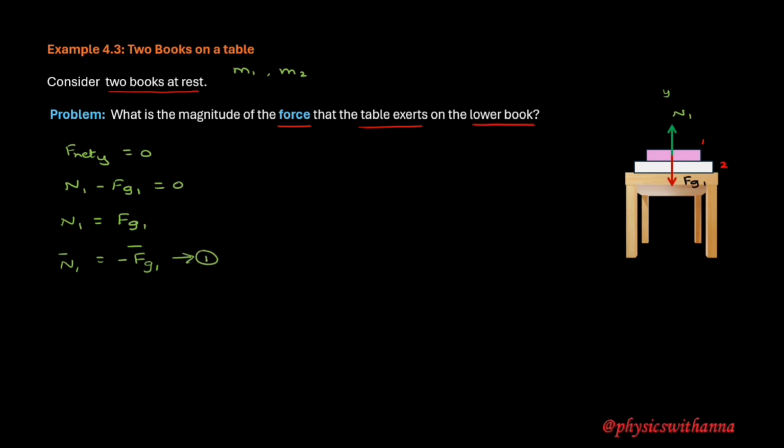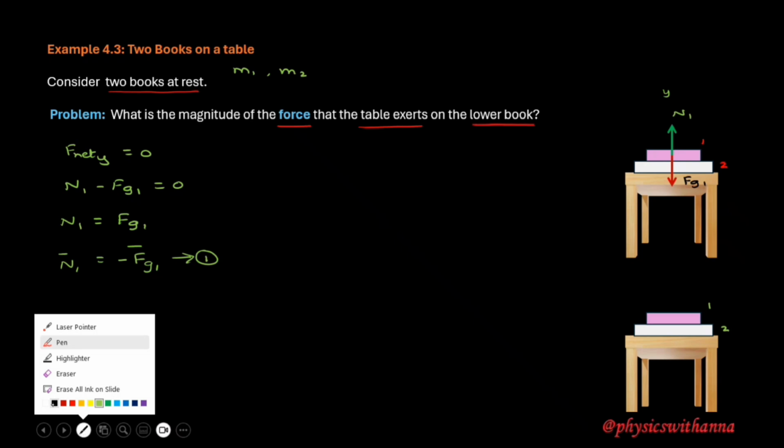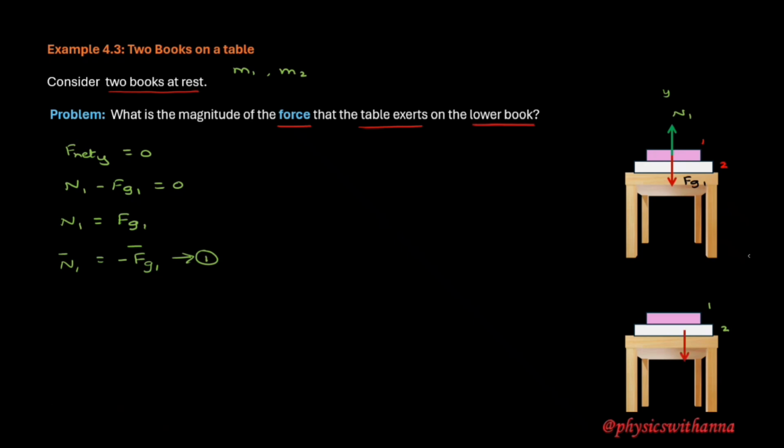Then we do the same thing for book 2. Now we will find all the forces acting on book 2. So let me call this 1 and 2. The first force we have will be the force due to gravity, which we will call Fg2. And then we will have the normal force that the table exerts on book 2. I will call this N2.